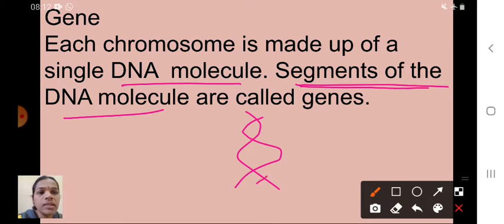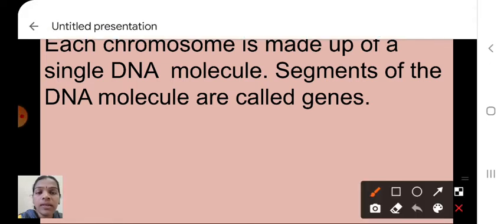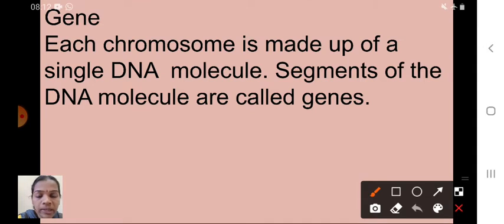Suppose this is a segment of a DNA. So this is called what? Gene. So the segments of the DNA molecule are called genes. Understood children? You know very well, our body is made up of cells. Inside the cell, the nucleus is there. Inside the nucleus, chromosomes. So how many chromosomes are there? Yes, in our body 23 pairs of chromosomes are present in each cell. Each chromosome is made up of a single DNA molecule. The segment of the DNA molecule is called what? Gene.